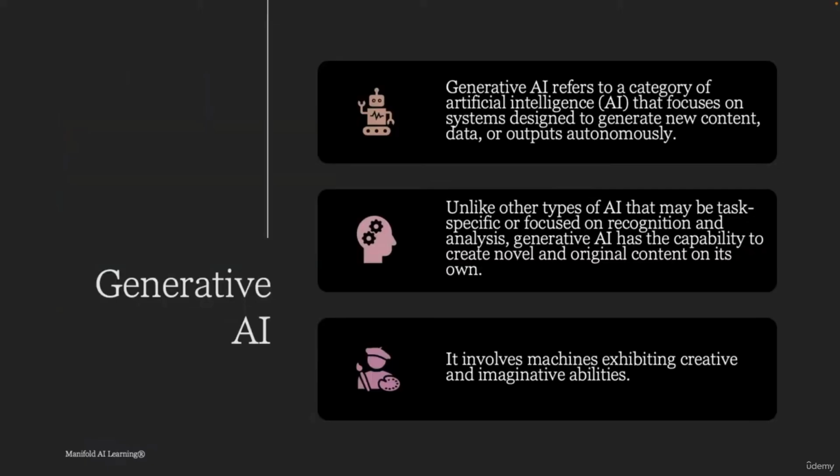Now, generative AI refers to the category of artificial intelligence or an AI system which focuses on generating new content, data, or outcomes in an autonomous manner. Based on the data that I have used for my training, that data will be used in order to generate the new content. And that is what generative AI is. Compared to the other types of AI, which are focused on recognition and analysis, like discrimination, generative AI is a type of system which has a special capability to create novel and original content on its own.